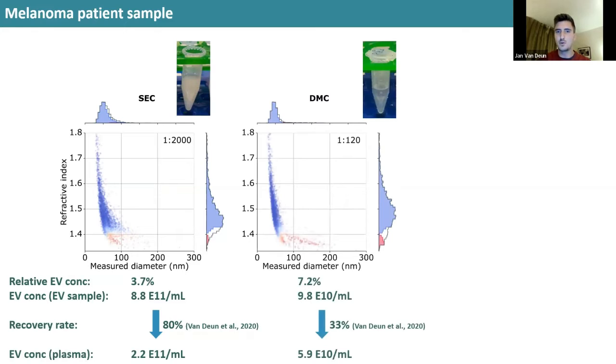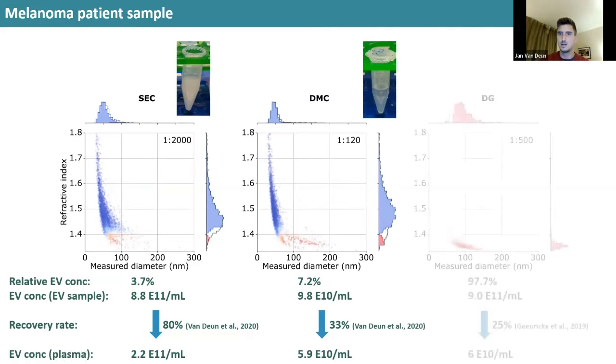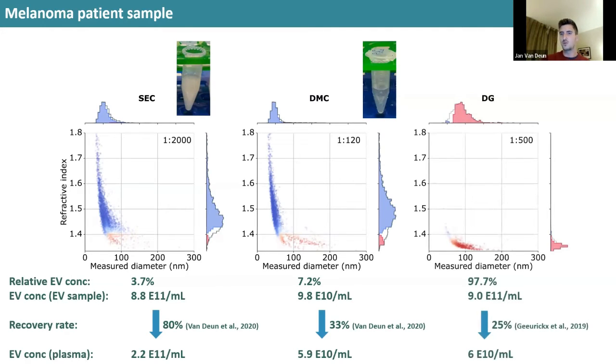But then we also did the same for DMC, where we had a higher relative concentration of EVs. So again, there we calculated back to the concentration in plasma, which is, as you can see, a lot lower than with the SEC, estimated by SEC. And then as positive control, or let's say the gold standard technique for EV isolation, or really purification of EVs, we also did a density gradient isolation.